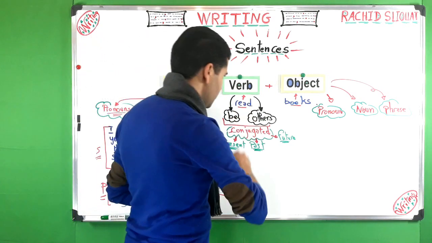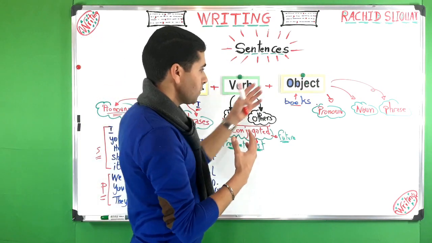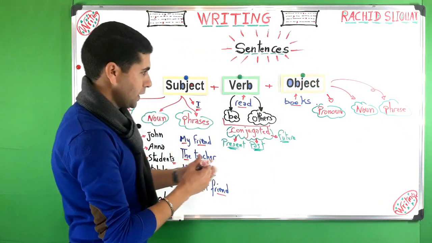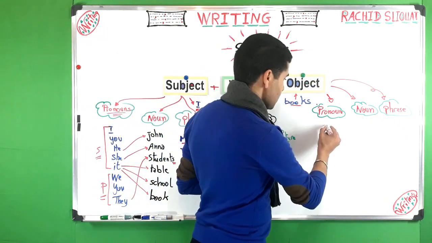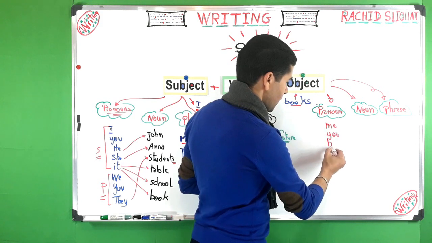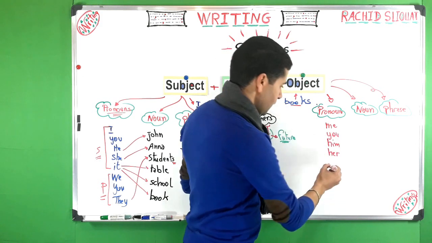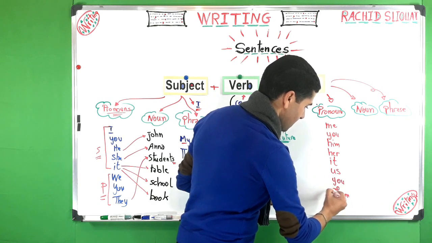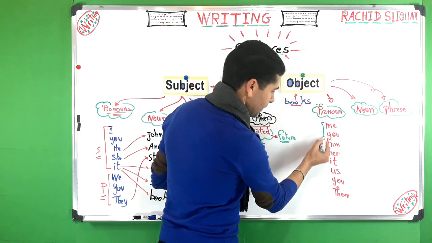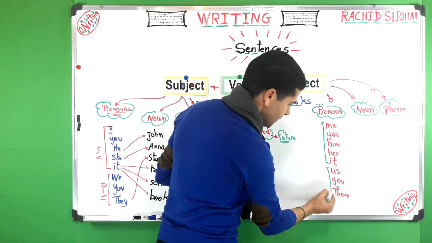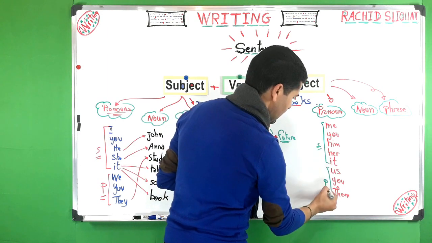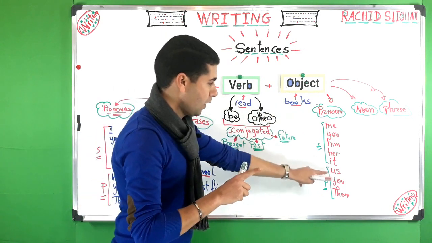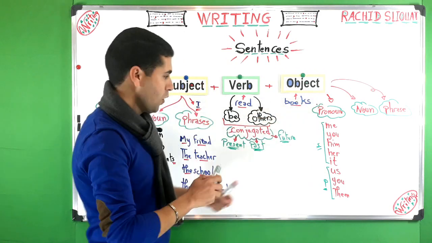Now let's go to the object. The object again can also be pronouns, nouns or phrases. Pronouns, for instance we can take me, you, him, her, it, us, you or them. These are the object pronouns, singular and plural. These are object pronouns, not subjects. These are things that we can find as object.